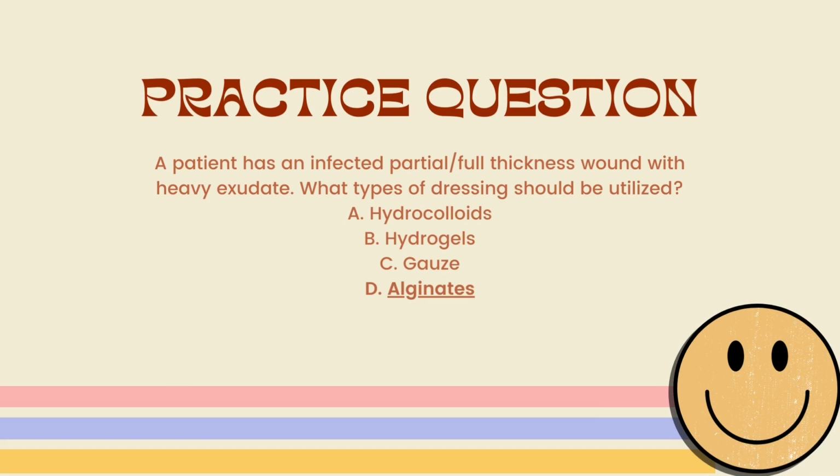C is gauze. Okay. It is used on infection. It can be used for any thickness. But what about its absorption? Gauze has a minimal absorption. So that is where gauze becomes the wrong answer. While alginates are used for infection, partial to full thickness wounds, and are highly absorbent.